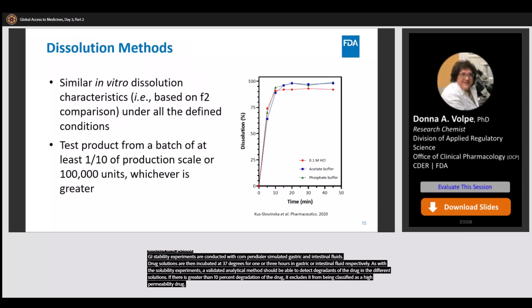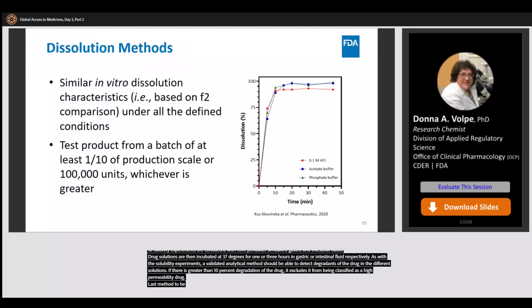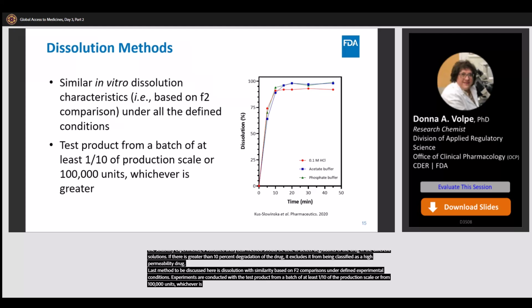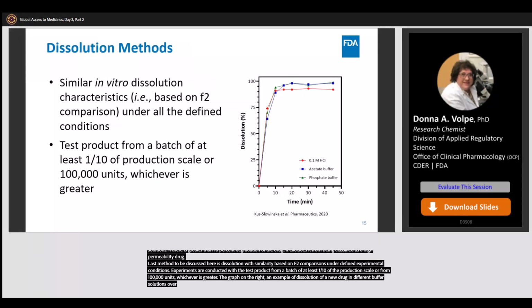The last BCS method to be discussed here is dissolution with similarity based on F2 comparisons under defined experimental conditions. Experiments are conducted with the test product from a batch of at least 1/10 of the production scale or from 100,000 units, whichever is greater. The graph on the right is an example of dissolution of a new drug in different buffer solutions over a period of 45 minutes.